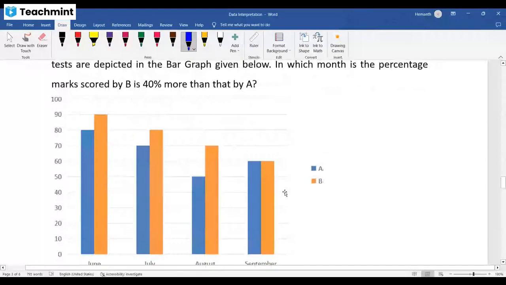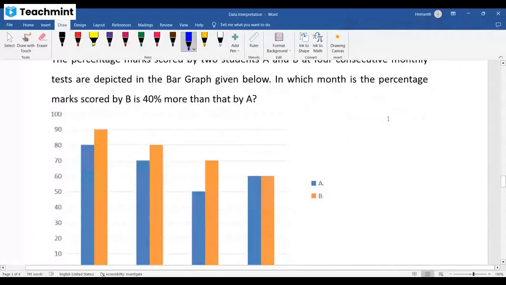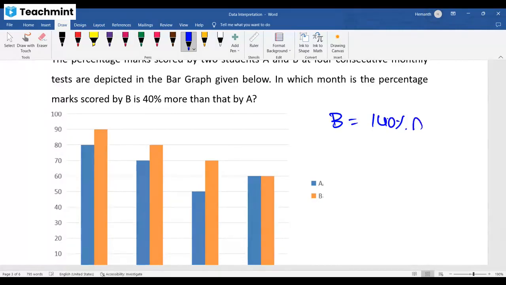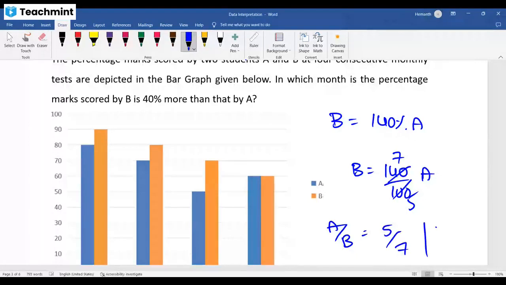Four consecutive months. In which month is B 40% more than A? In which month is B 40% more than A? More than means, can I write 140% or 40? 140. 140 means we can write 140 by 100, which is 7 by 5. B is 7 by 5 times A, or A by B is 5 by 7. Which month is that?